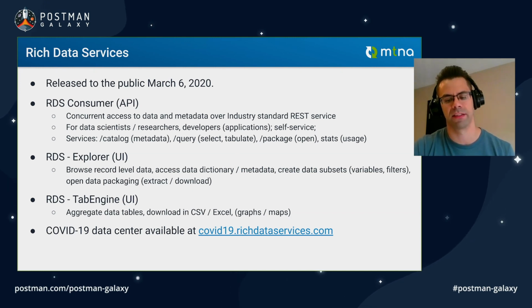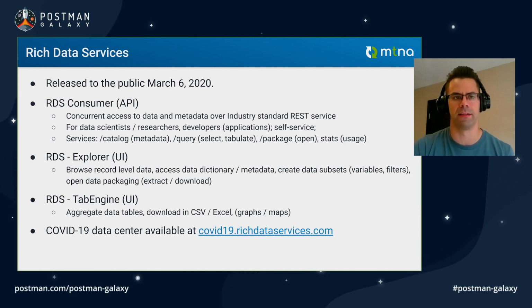This is a REST service that has the goal of delivering high quality data and metadata to users through a single API. With the global pandemic facing our nation, we thought what better way to use our platform than to collect, refine, and publish high quality data for people to use to respond to the challenges that were ahead of us. So at that point, we set up a server to host our COVID-19 Rich Data Services data center.